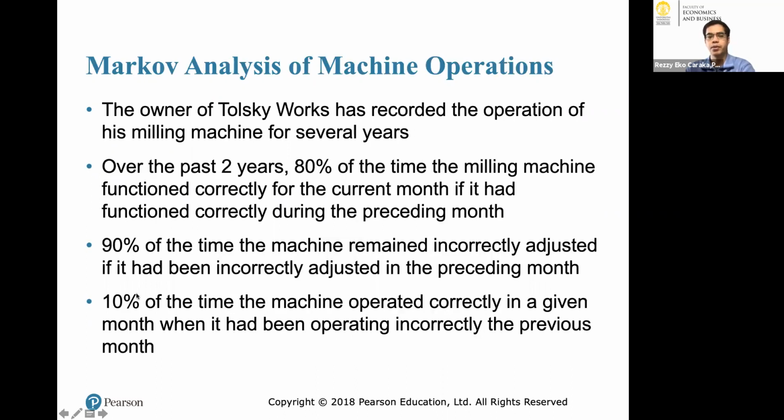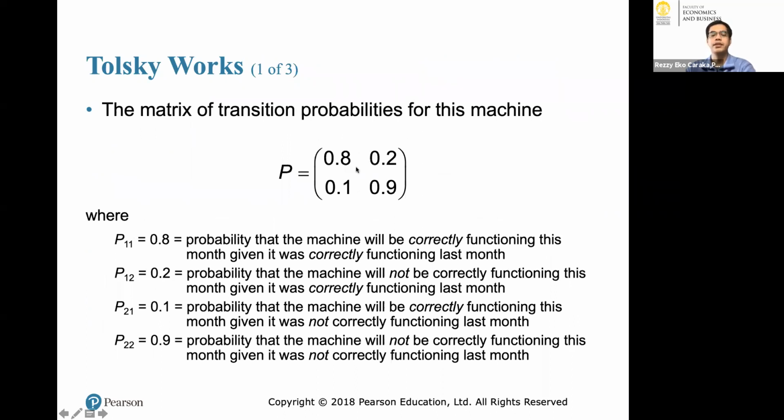0.8, 0.2, 0.1, and 0.9. So this is our information. P11, or 0.8, is the probability that the machine will be functioning correctly this month given it was functioning correctly last month. So P11 refers to the machine functioning correctly. Then 0.2, because you have to get probability 1, so this state should be 0.2. It means the machine is not functioning correctly. And P21 refers to the machine functioning correctly when it was not functioning correctly last month. Also, P22 is 0.9. P22 refers to the machine not functioning correctly when it was also not functioning correctly last month. So these are the conditions of every transition matrix probability.